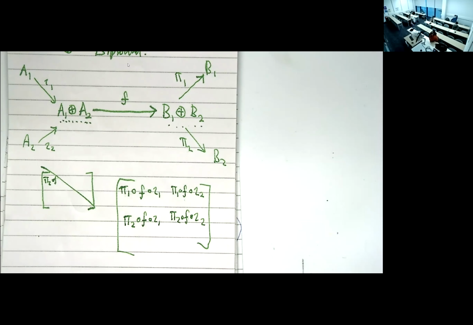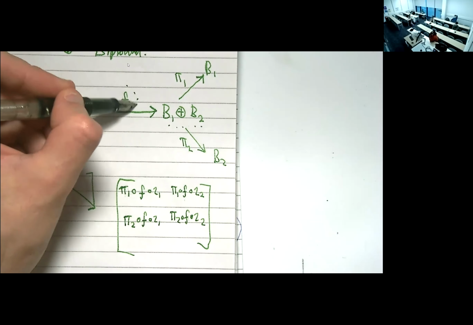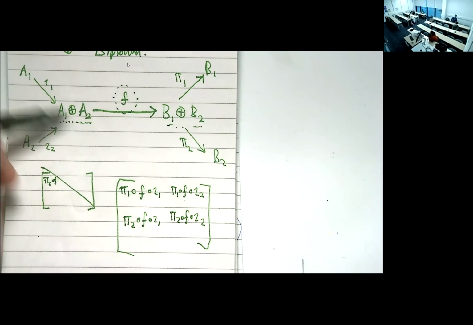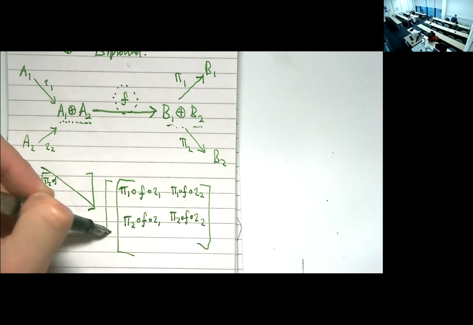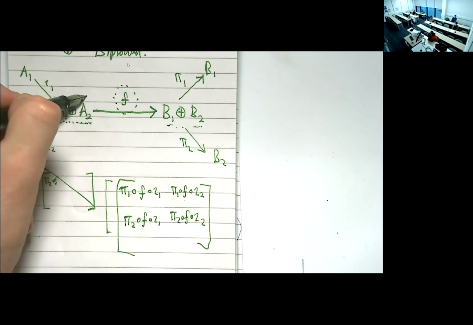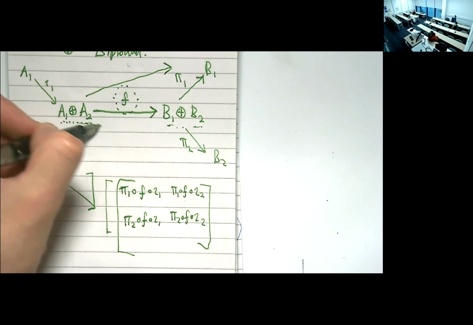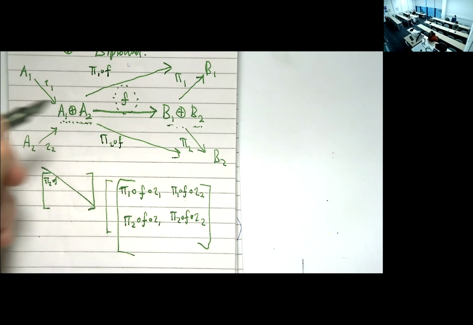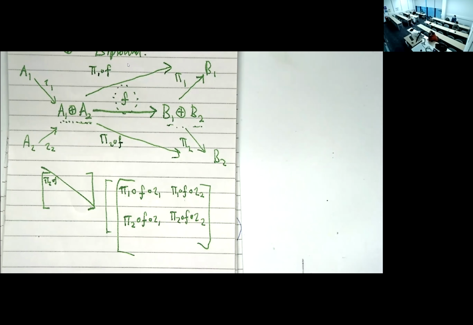Now what I want to convince you of is that f is the unique thing from this biproduct to this biproduct which has these four composites. So f is uniquely identified by this data. And since B1 biproduct B2 is the product, f is uniquely identified by these two composites, pi 1 after f and pi 2 after f. So now we just want to make sure that these two are uniquely identified by their composites with the injections.